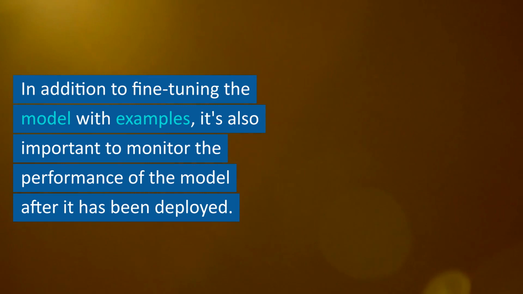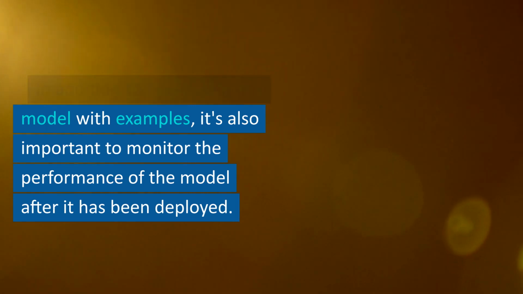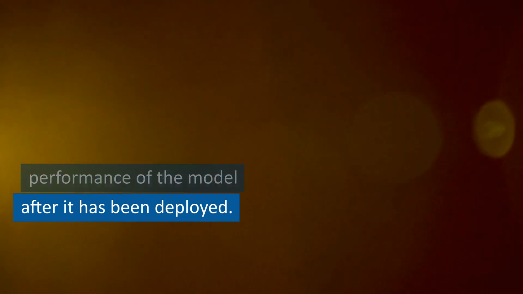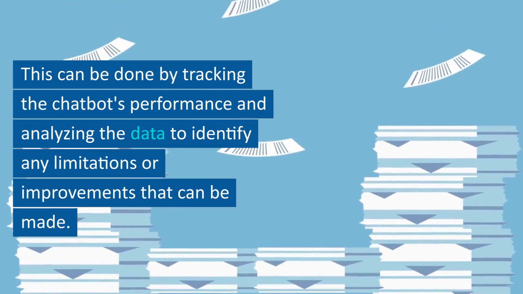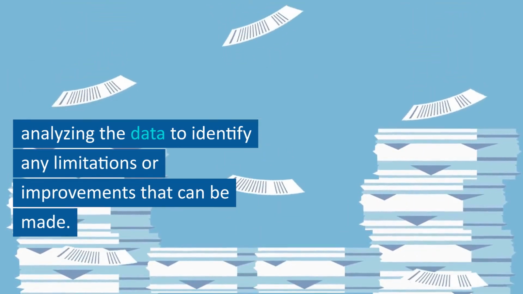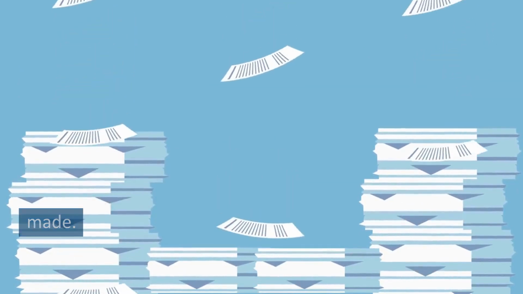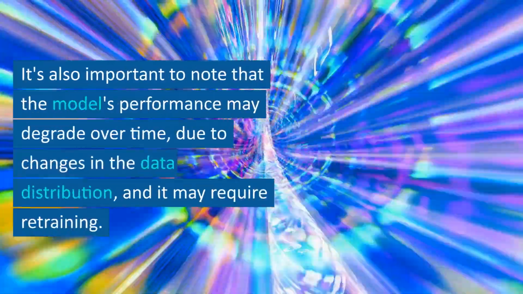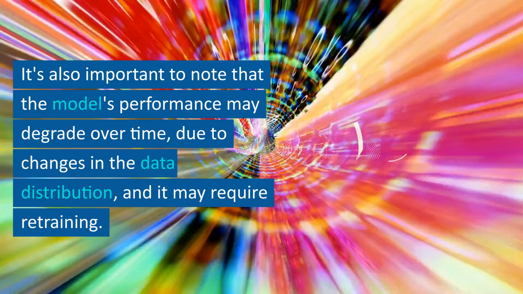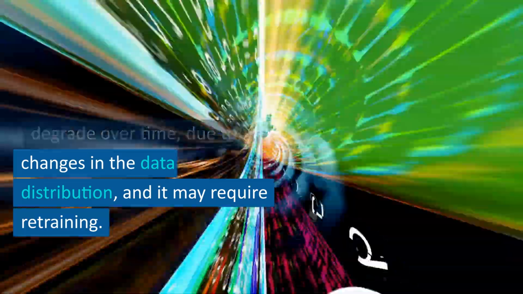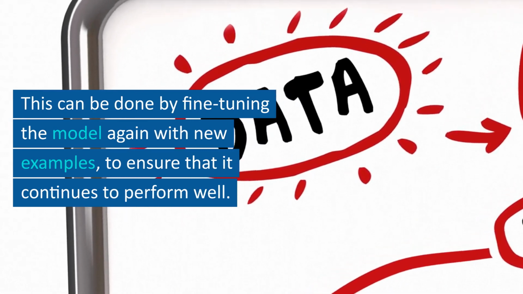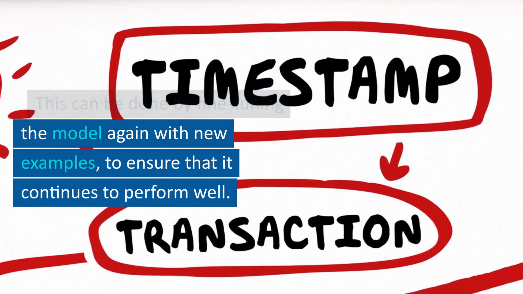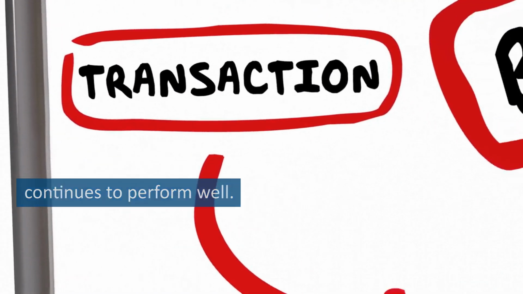In addition to fine-tuning the model with examples, it's also important to monitor the performance of the model after it has been deployed. This can be done by tracking the chatbot's performance and analyzing the data to identify any limitations or improvements that can be made. It's also important to note that the model's performance may degrade over time, due to changes in the data distribution, and it may require retraining. This can be done by fine-tuning the model again with new examples, to ensure that it continues to perform well.